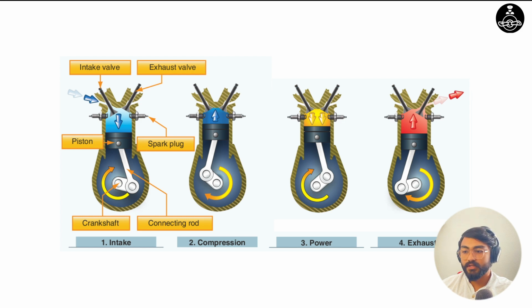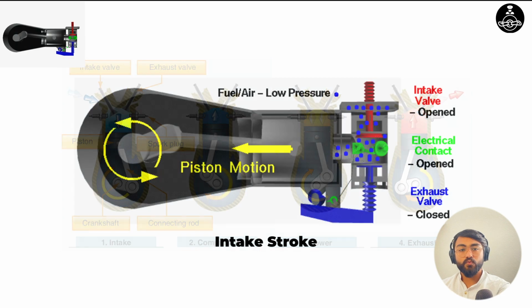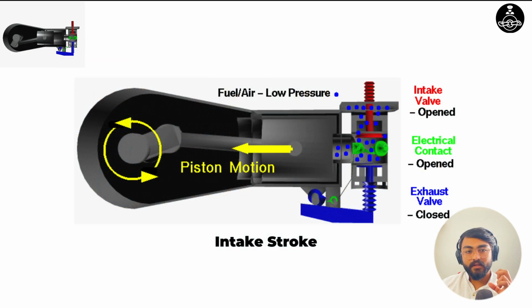So the first stroke of the engine is the intake stroke. The engine cycle begins with the piston being pulled towards the crankshaft, and this allows the intake valve to open, allowing fuel and air mixture to come inside the cylinder. As you can see with the blue dots, the fuel and air mixture is at a relatively low pressure and is colored blue in the figure.